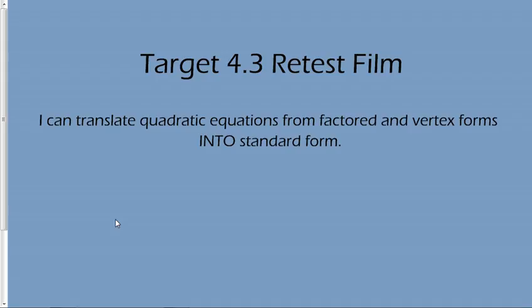You are watching the 4.3 retest film. In this one, we're going to translate quadratic equations into standard form. So we're going to take factored form and put them into standard form. We're going to take vertex form and put it into standard form. Remember, the advantage of standard form is that you can find that y-intercept really quick.